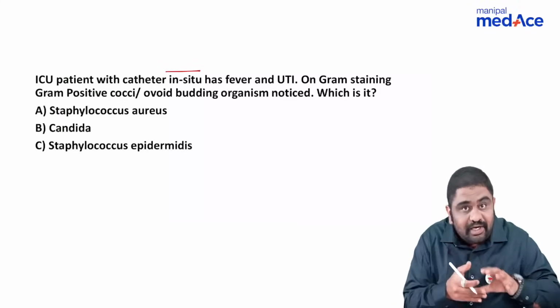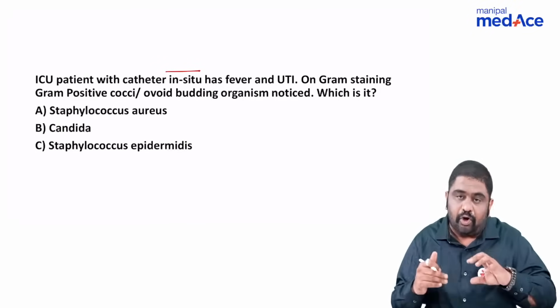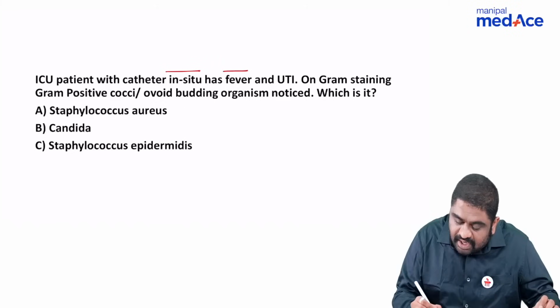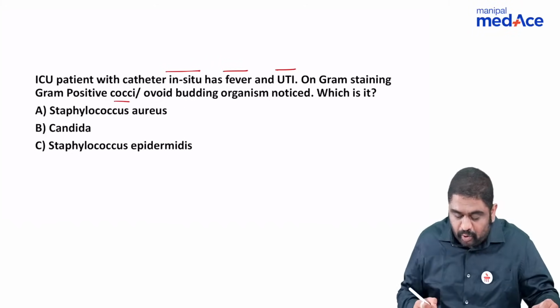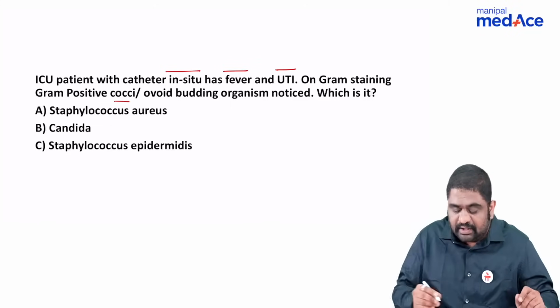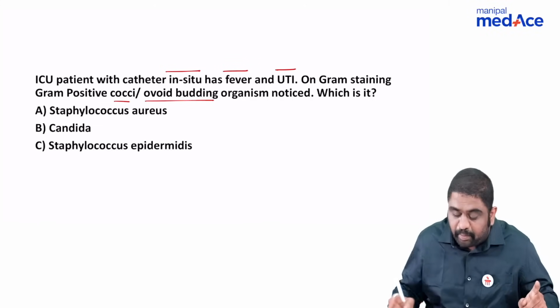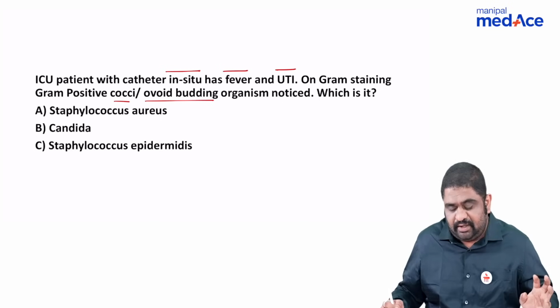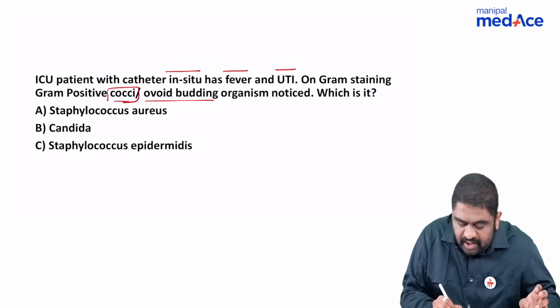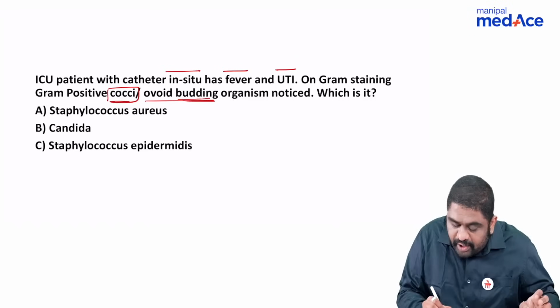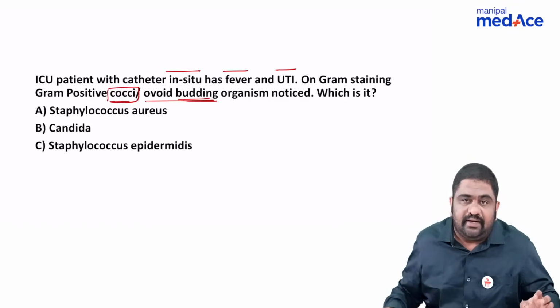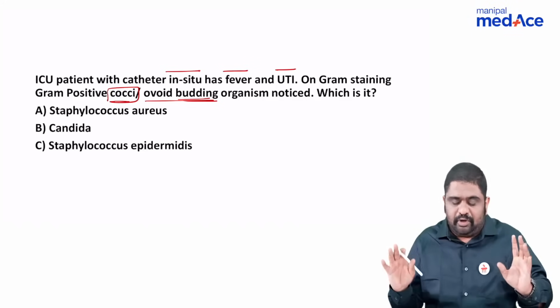The catheter is right now present in the urethral meatus or through the urethra, and that patient is having fever and UTI. On gram staining, gram-positive cocci were noticed, is what some people told me. Some people said gram-positive ovoid budding organisms are noticed. See, if you say cocci, it cannot be a fungus. If you say ovoid budding, it cannot be a bacteria. So it's a very simple logic.